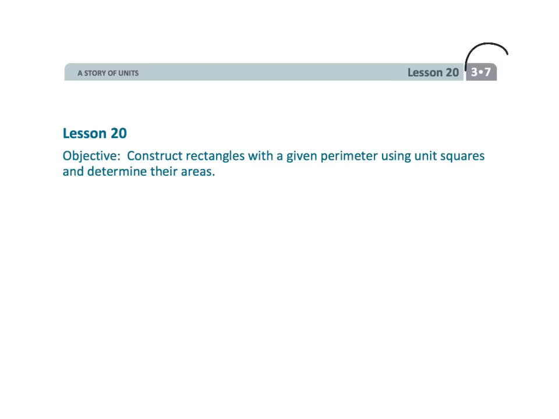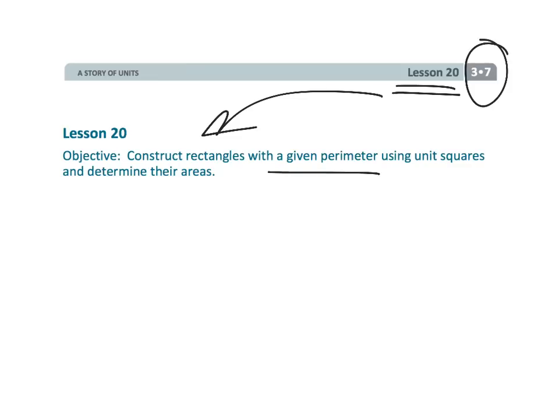And that wraps up 3rd grade Module 7, Lesson 20, constructing a bunch of rectangles, but this time with a given perimeter.